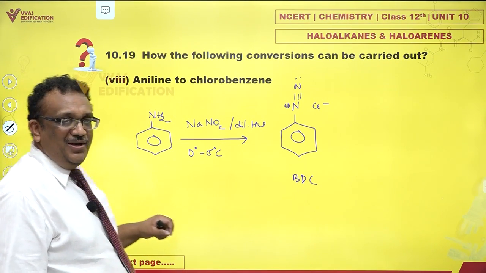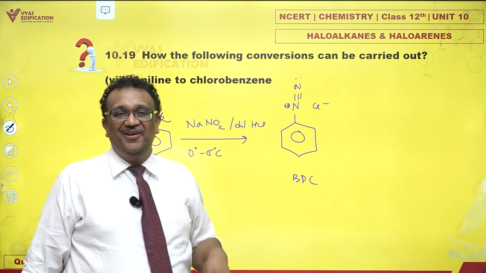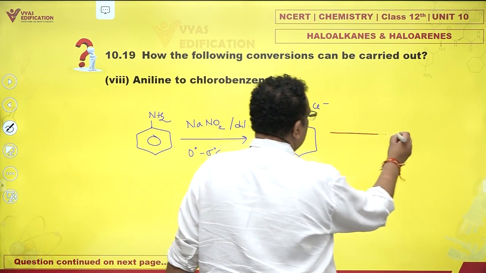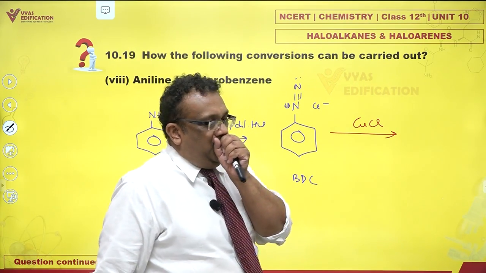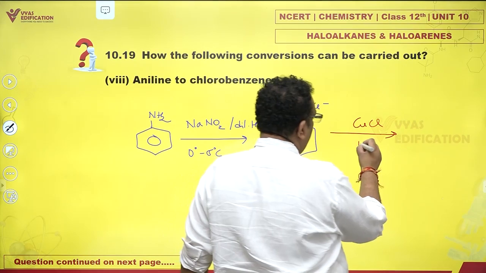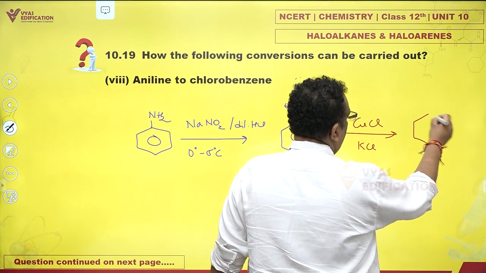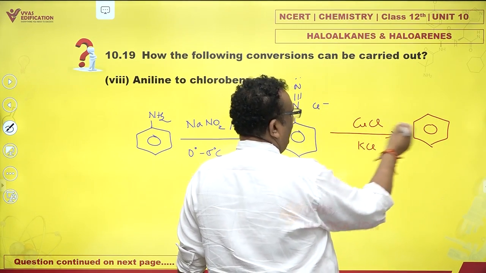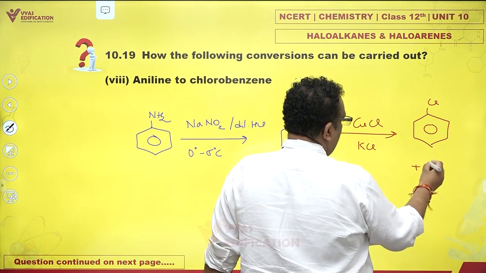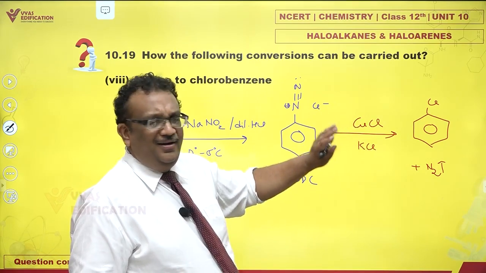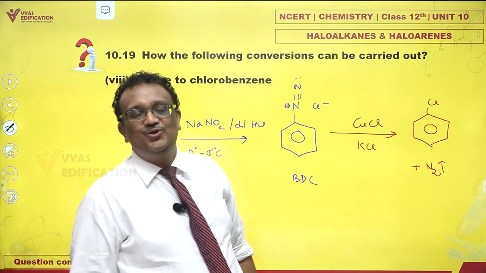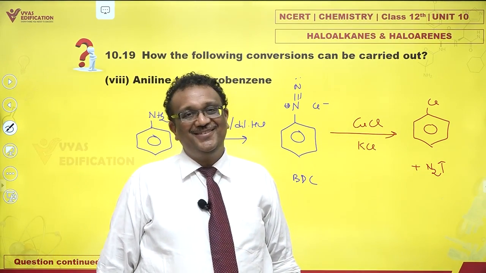Do you remember any reaction? Yes, Sandmeyer's reaction, indeed. How do you do this? Cuprous chloride. Sorry. Add KCl with CuCl. And you find chloride. It's a radical mechanism reaction. You get chlorobenzene. Nitrogen, of course, gets liberated. And, you get chlorobenzene. In short, Sandmeyer's reaction. Yes, indeed.